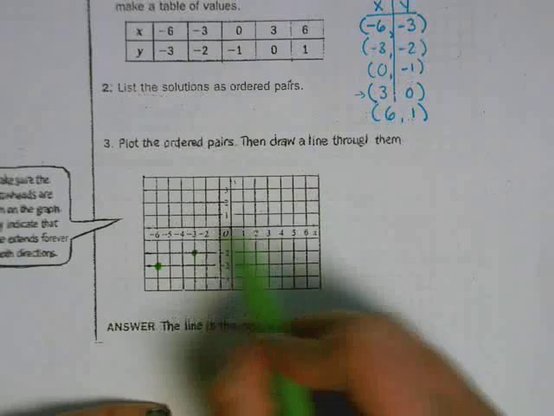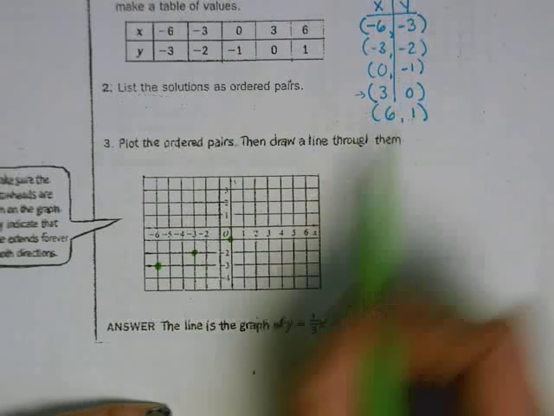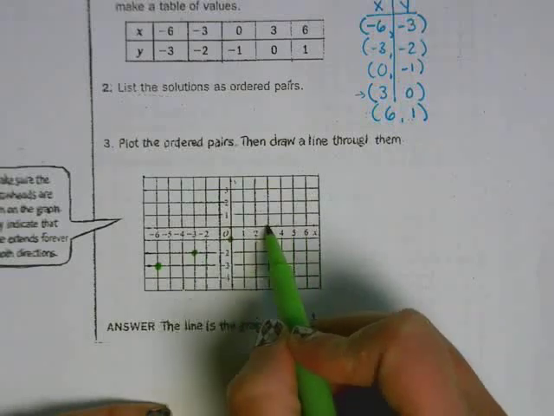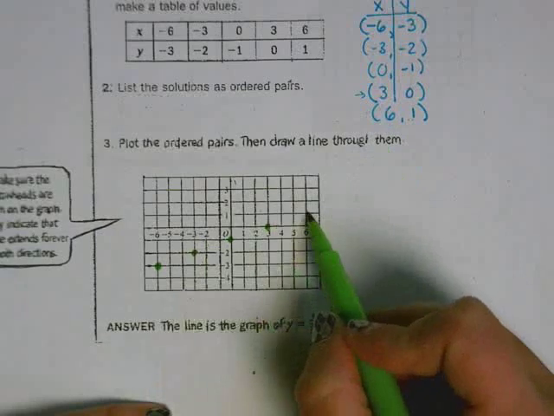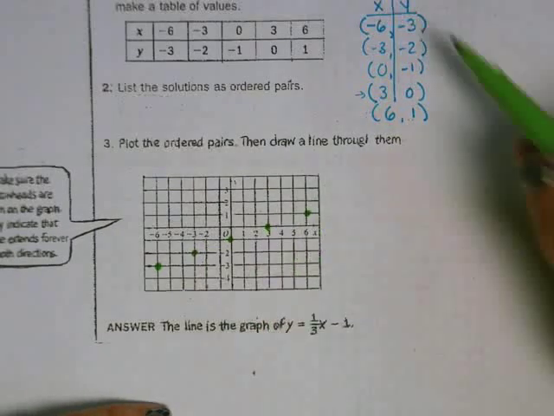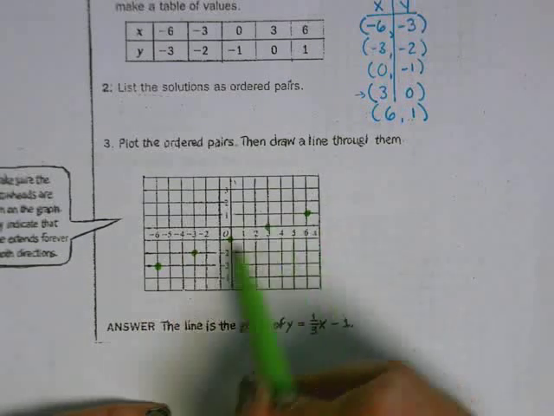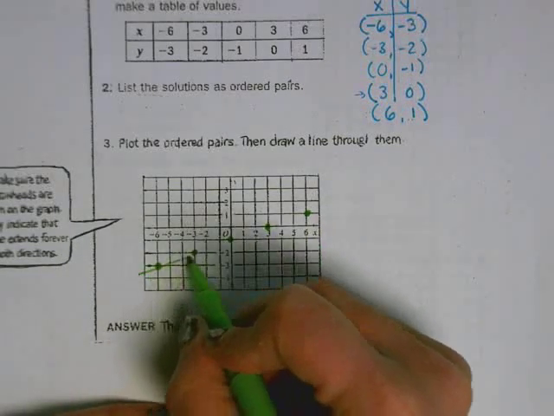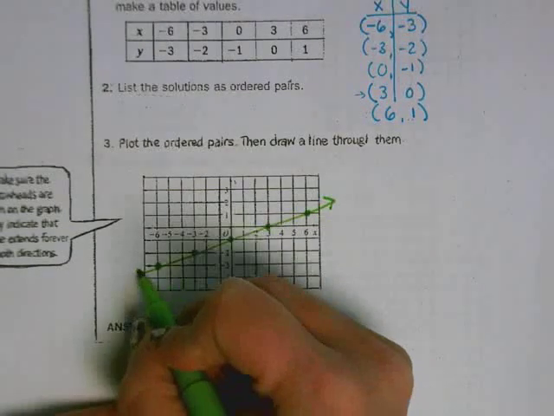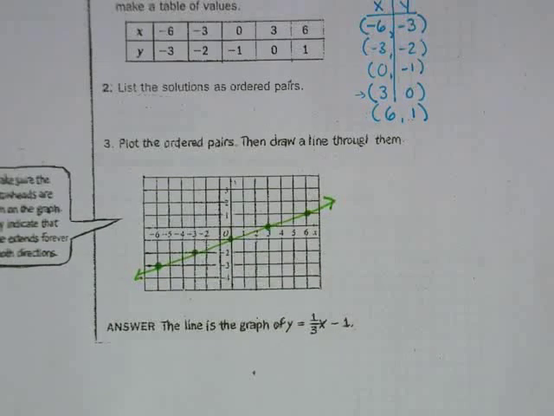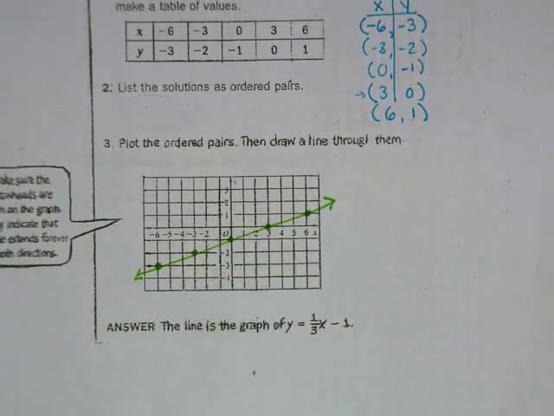What about -3, -2? 0 comma -1, side to side 0, down to -1. 3 comma 0, so side to side to 3, up or down 0, not going up or down. And the last one, side to side 6, up to +1. So we've graphed our 5 solutions that we know of. We know there's an infinite number of solutions. Every single point in between all of these on this straight line and going further in both directions is a solution. So it's important that we put our arrows on the end of the line so that we show that it really is not just these points that are solutions, but everything as that line continues.